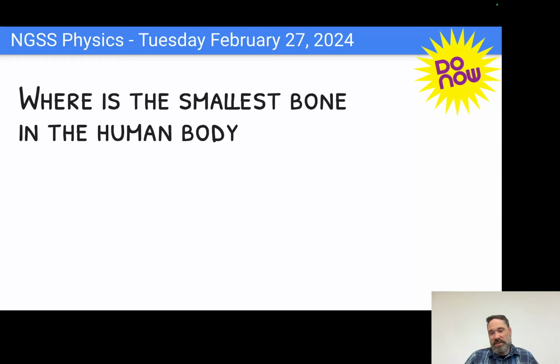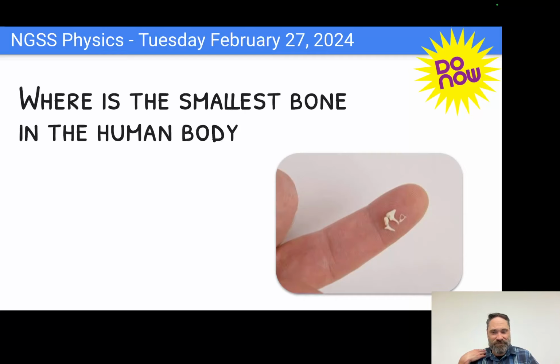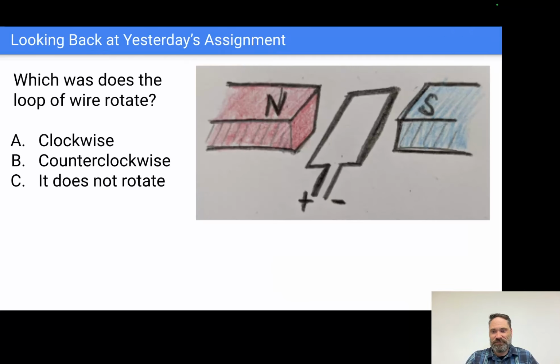Before we dive into sound directly, though, and the body and human ears, let's take a brief look back at yesterday's work looking at electric motors. This was a question that I asked you at the end of last night's work. Which way does the loop of wire rotate? The question is, does it go clockwise, counterclockwise, or does it not rotate at all?